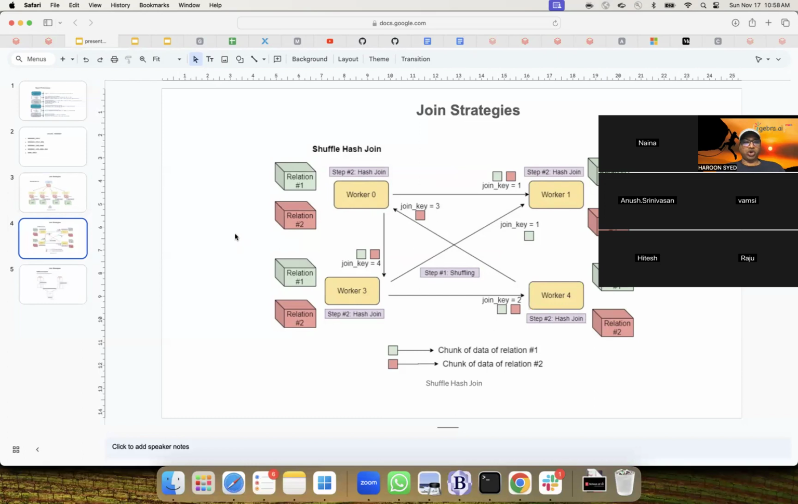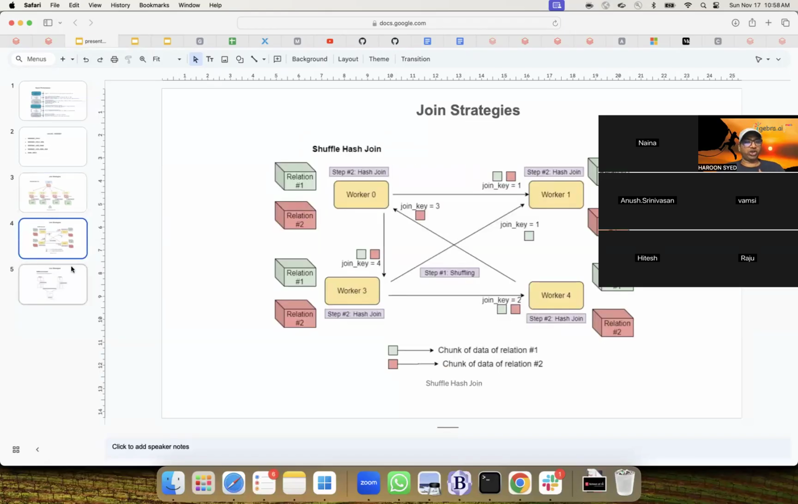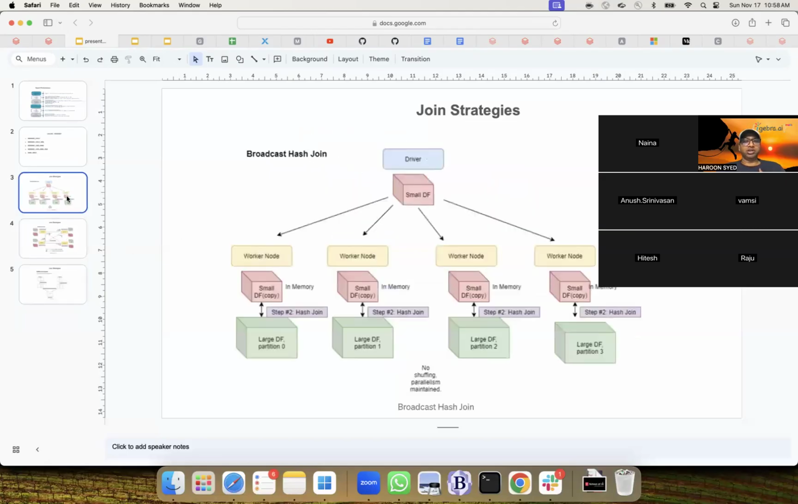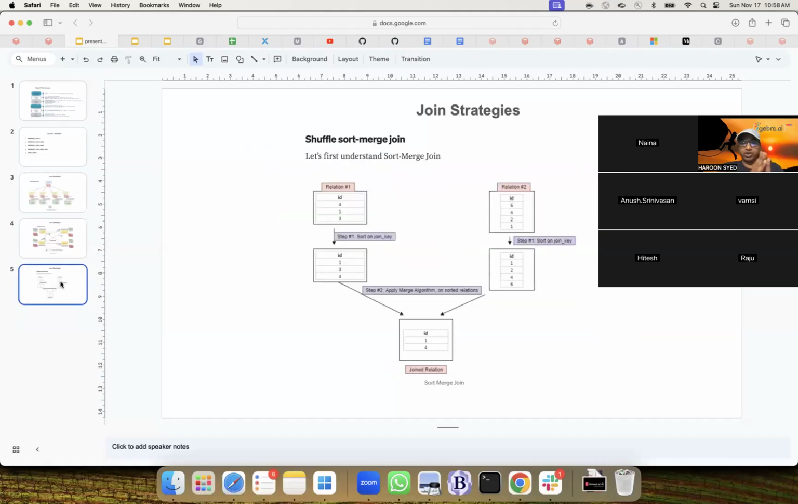The same hash join, but there is an extra step of sorting on the join key. So first you shuffle the data, then you sort it by the key. Once the sorting is done, it is easier to join. So that is the shuffle sort merge join. This is shuffle hash join. This is shuffle sort and then merge join. This is the broadcast hash join. So at a high level, these are the 3 strategies that Spark uses.